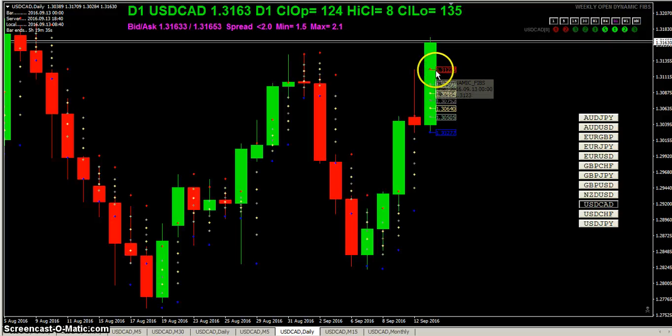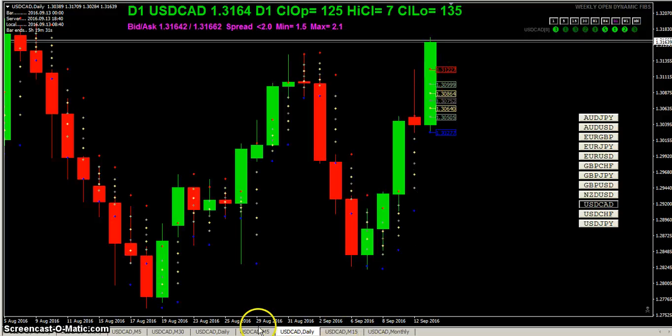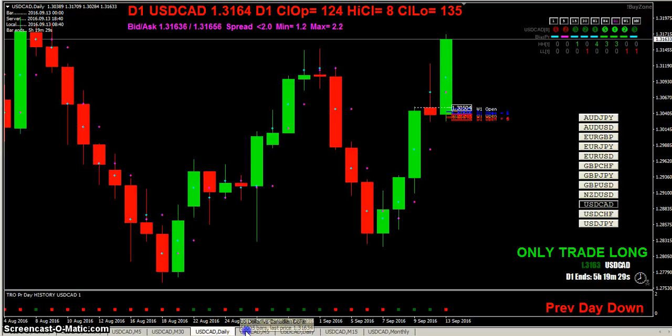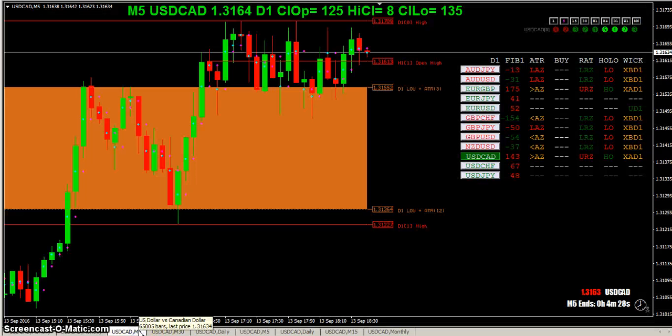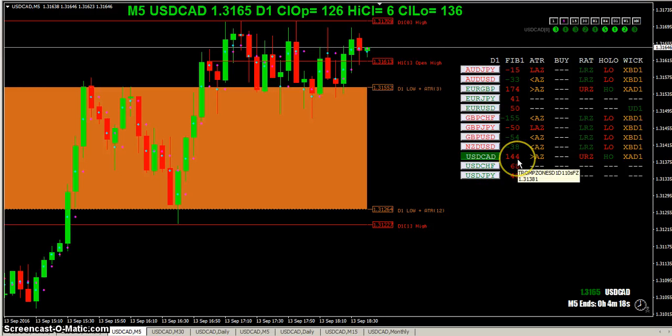So if we go back to the zones, you can see here the dollar Canadian's at the 143, 144 level. You can see it's going back up here, but we're looking for that short to pay off.